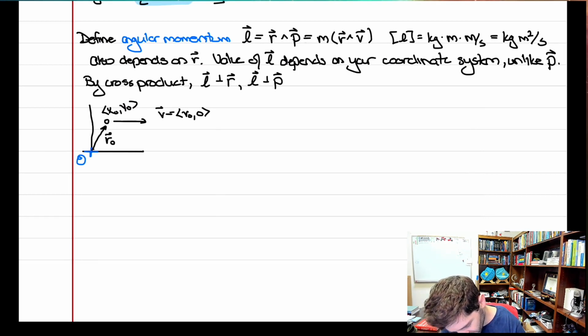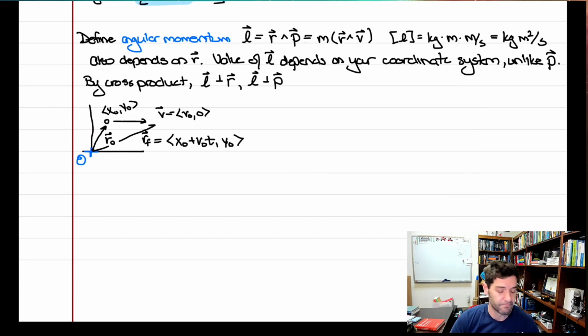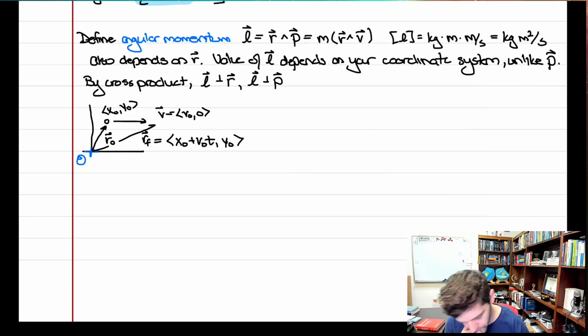So that's the initial position, and then at some time later, we might imagine that the final position just moves horizontally to the right. And if it's moving at constant velocity, it looks like this is x naught plus v naught t, and then it's always at y naught. That is the general position at a given point in time. So the angular momentum, and again, let's take this particle to have mass m, looks like this is m r cross v.